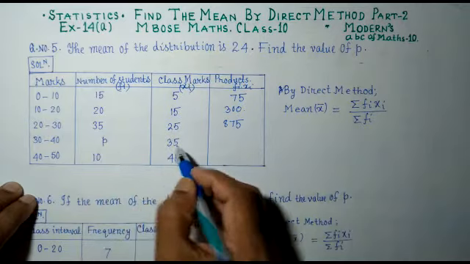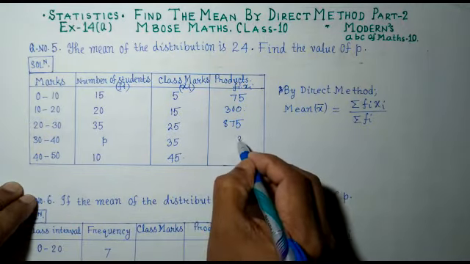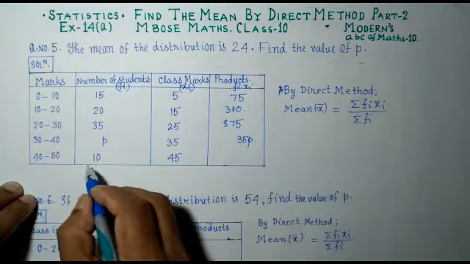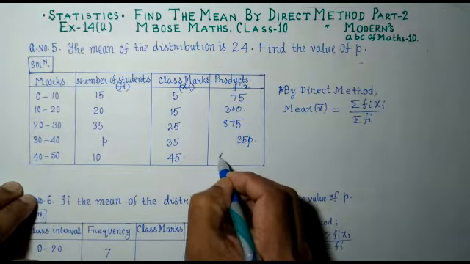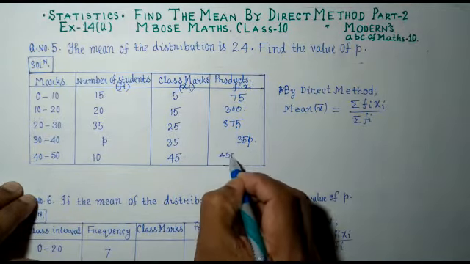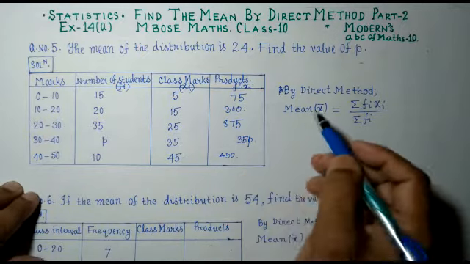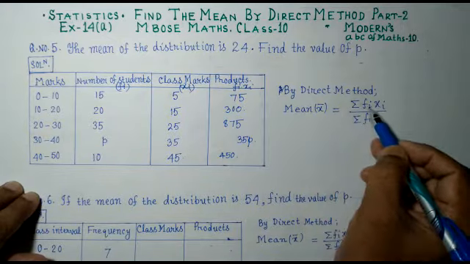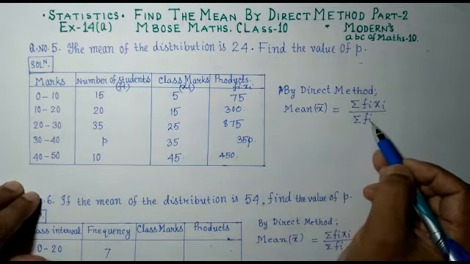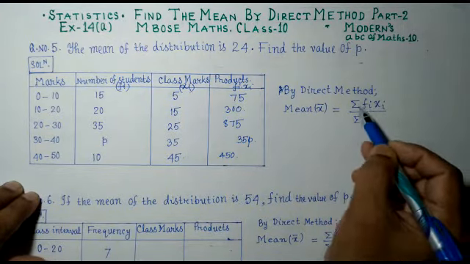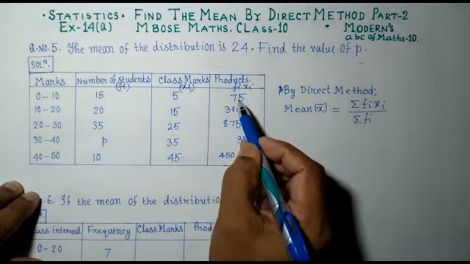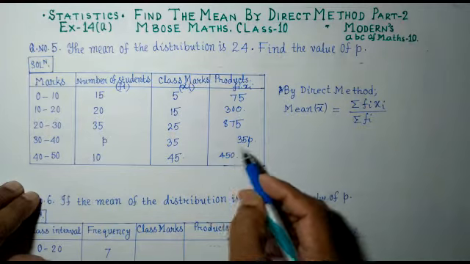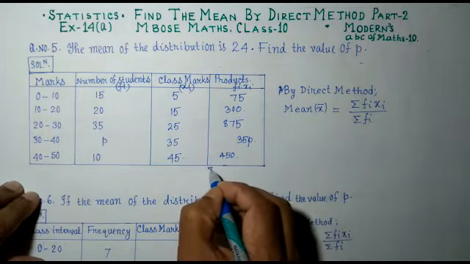Then p into 35, it will be 35p. Let us write this a little outside like this. And then 10 into 45 is 450. And remember the formula by direct method, mean x bar is equal to sigma fi xi by sigma fi. So we need to find sigma fi xi. So here is our fi xi. So if we add all of this, we will get sigma fi xi.